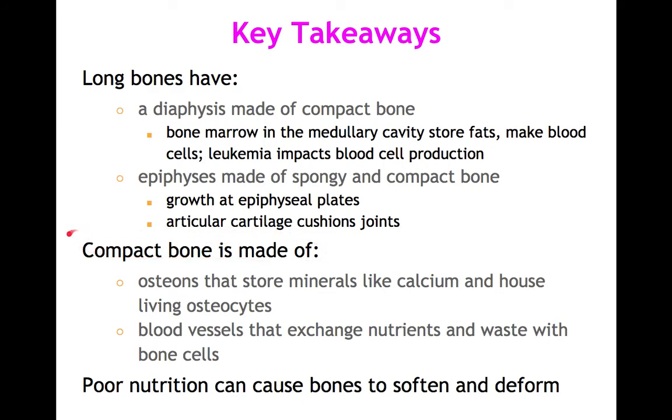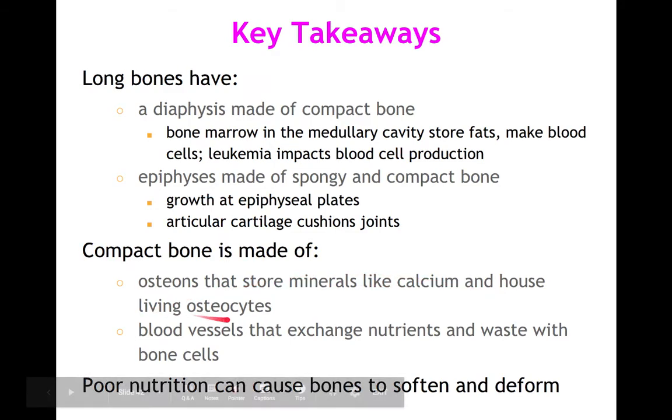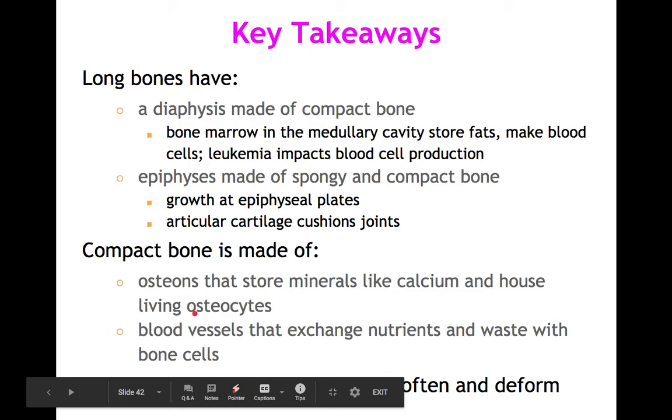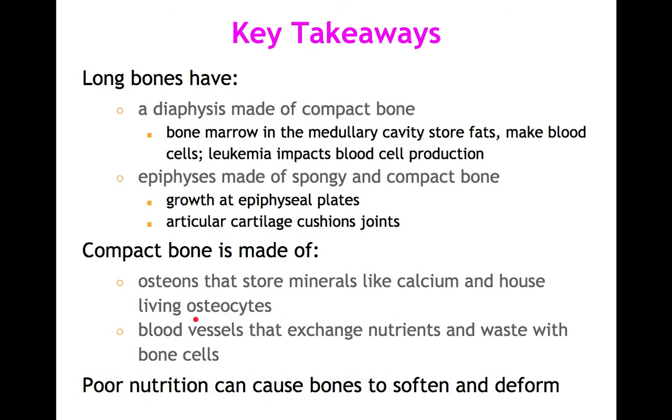Compact bone, which you'll find at both the diaphysis and the epiphysis, but especially the diaphysis. So compact bone is made of osteons that store minerals like calcium, and they also house living osteocytes, so living bone cells. And compact bone also has blood vessels that exchange nutrients and waste with bone cells. But if you have poor nutrition, that can cause your bones to soften and deform.